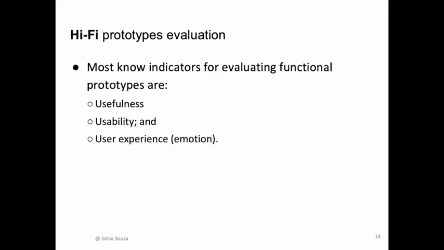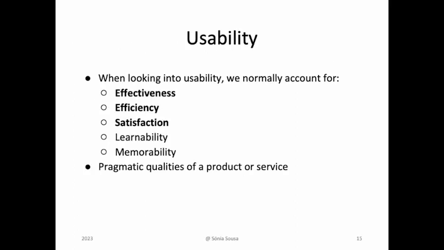High fidelity prototype evaluation, the most key indicators are related with usefulness. So we focus on understanding if the user finds the prototype useful. Then we focus on the prototype usability. Usability has three main key attributes: efficiency, effectiveness, and satisfaction. Efficiency and effectiveness are related with how the user does something. And satisfaction is more how the user thinks, what is the experience, the perception of using.